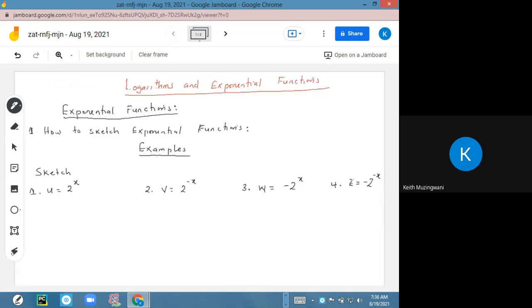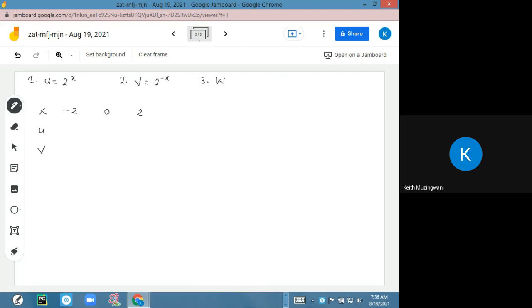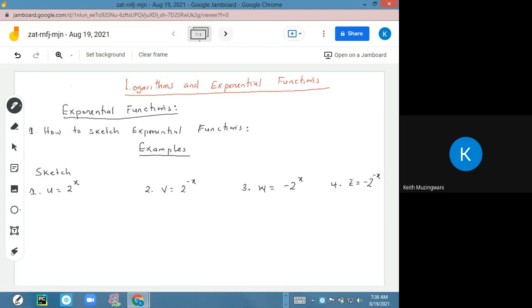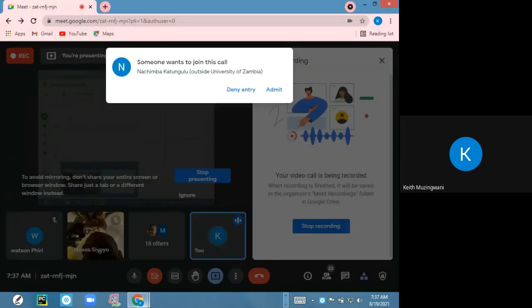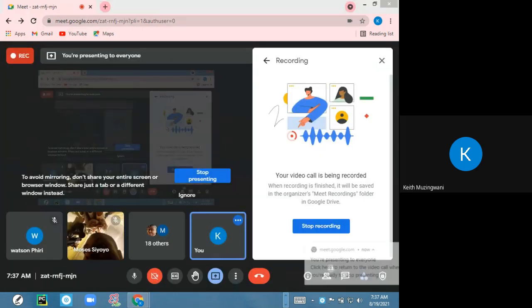3, we got w is equal to negative 2 to the power x. We also get the values of w using the same values of x. And 4, we have z is equal to negative 2 to the power negative x. So also get the values of z here. And then we'll have our sketch here. If we need space for working, we can be going to and fro.